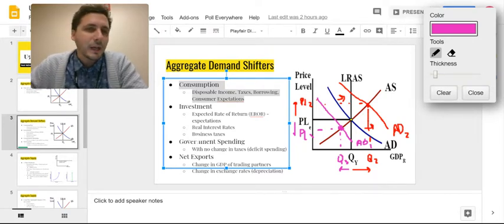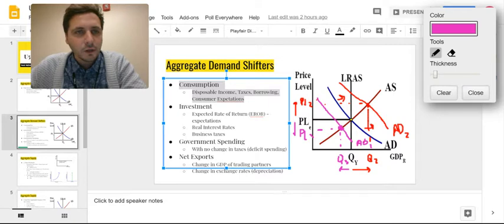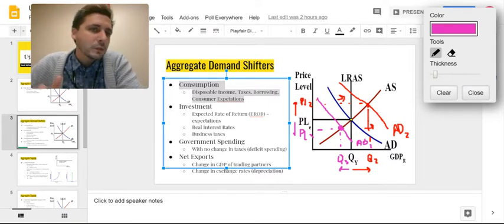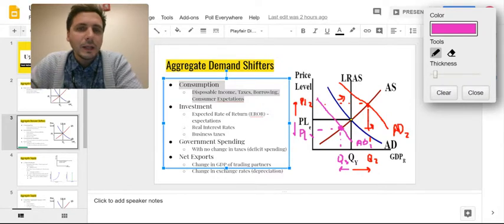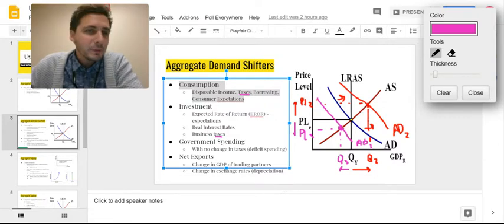And then, of course, business taxes. If business taxes are reduced, businesses are bullish on the future and they're going to increase their spending. And vice versa. If the business taxes go up, it's going to shift it to the left. So keep that in mind. That's important, that taxes note. Because taxes for consumers and taxes for businesses are two different elements that can actually affect aggregate demand.